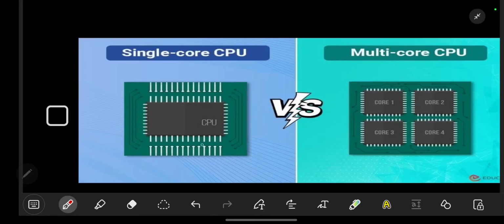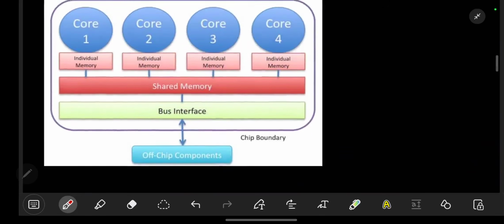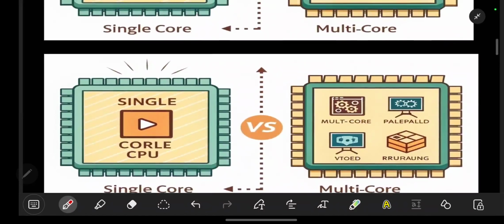So this is what we have. We have a single core here. Now here we have 4 cores. So this is an example of multiple cores. Now what do they do? For example, if we have a single core, it is able to execute one task. Then for multiple cores, it is able to do a lot of tasks at the same time. So that's the main difference. So generally, multiple cores perform a lot of functions at the same time.